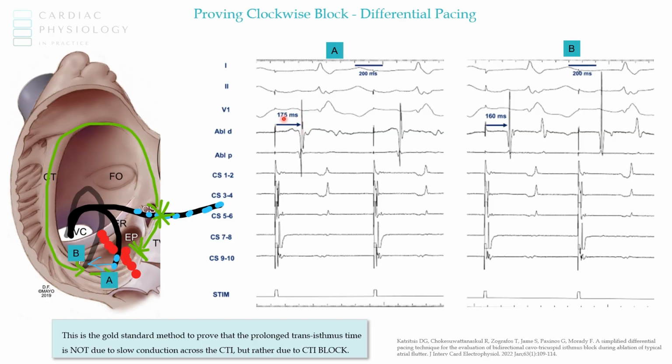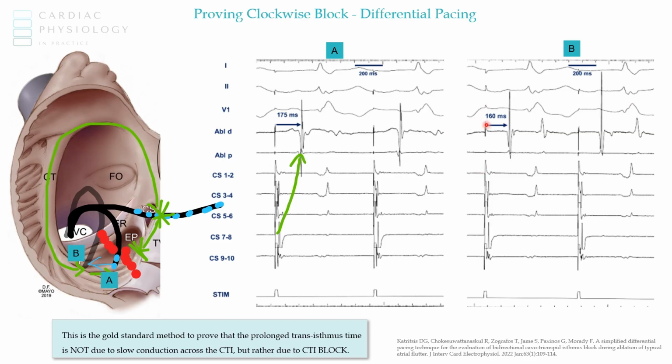And that measures 175 milliseconds. We then place our catheter further away from the line, anatomically further away from our pacing site. But if the CTI is blocked, it's electrically closer to the pacing site. B is electrically closer to the pacing site than A, even though it's further anatomically from the pacing site, if the CTI is blocked. And so then you measure the time when your ablation catheter is further from the line. You measure the time it takes from your pacing stimulus to the new location.